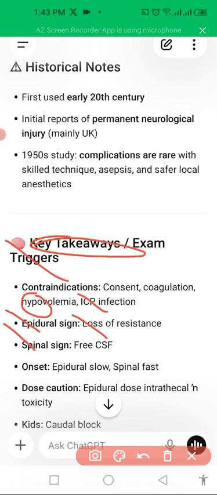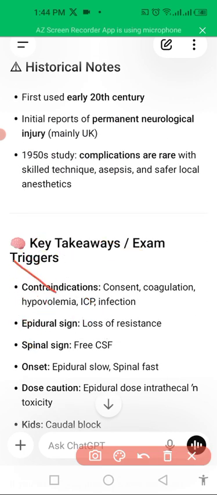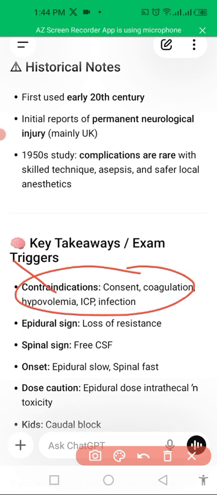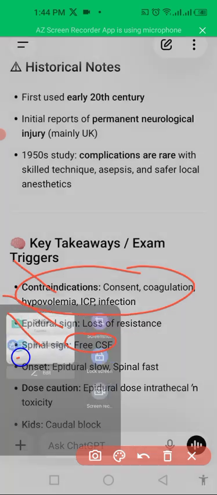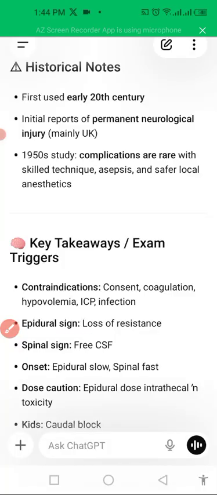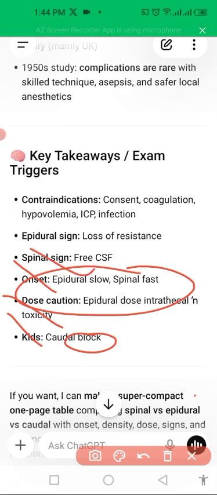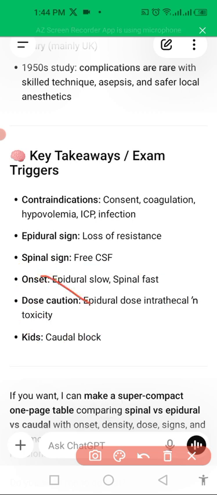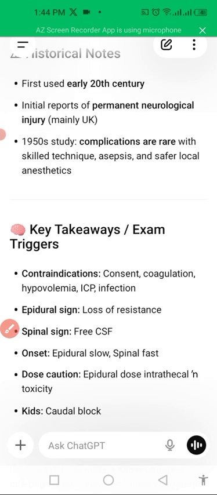And there are certain takeaways: it is contraindicated in certain conditions which we mentioned before. In epidural, there is loss of resistance. In spinal, CSF comes out, as we are in the subarachnoid space. In epidural, onset is slow, and spinal is fast. The dose matters because of intrathecal toxicity, and in kids caudal block is done. So in this way, this is the simple information about spinal and neuroaxial anesthesia, and how we can perform it.